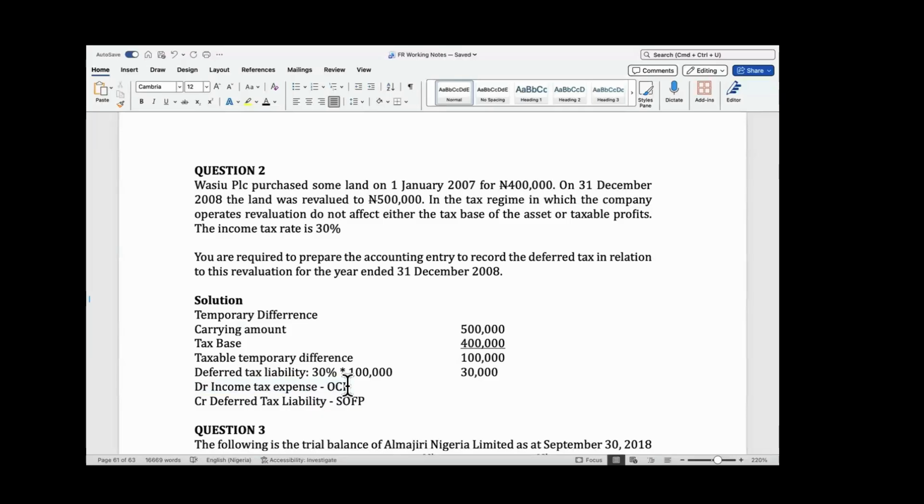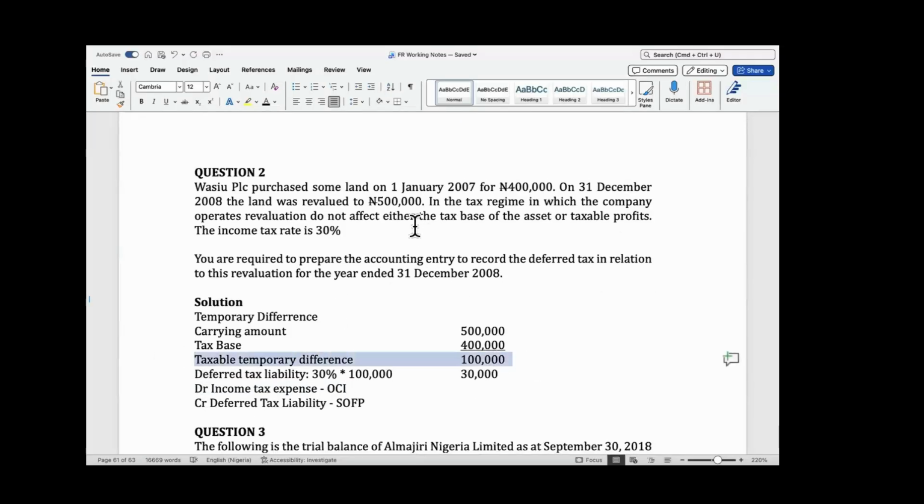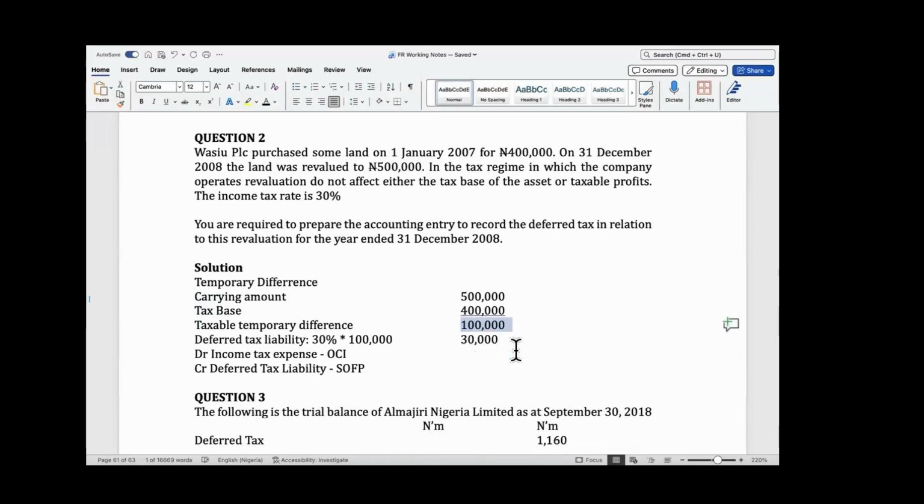Fantastic, Michael. So revaluation surplus goes to OCI because if you look at it, this temporary difference is arising because of revaluation. It's because they revalue the land. That's why we are having a temporary difference. If there was no revaluation, the land would still remain 40, so there won't be any difference between these two. This difference of 100,000 is the revaluation surplus, and revaluation surplus goes to OCI. The related tax will go to OCI.